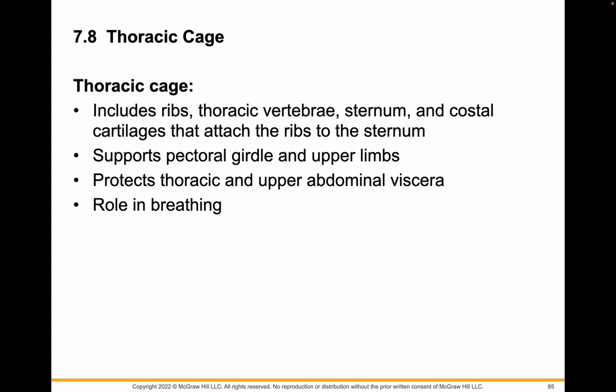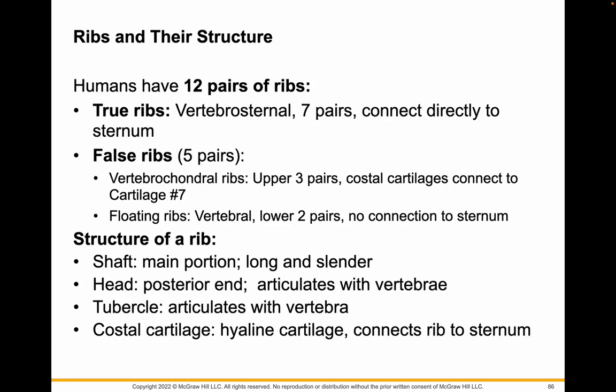So let's talk about the thoracic cage. We're still in the axial skeleton, and this is going to be the ribs, the thoracic vertebrae they attach to, the sternum that they attach to anteriorly, and then the costal cartilages that allow them to attach to the sternum. They do support the upper limbs and the pectoral girdle and protect the abdominal viscera, so everything inside, and do help with breathing. So humans have 12 pairs of ribs, and we have true ribs and false ribs. True ribs connect directly to the sternum, and false ribs don't. They don't have their own cartilage.